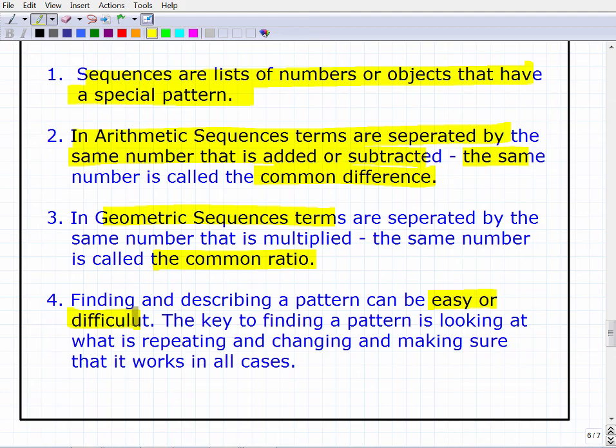The key is to look for what is repeating and changing and make sure it works for all cases. It goes without saying that you definitely need to practice these concepts and make sure you understand them. Beyond that, as you continue to learn mathematics, I promise you're going to study a lot more about sequences, and a related topic called series. With that being said, keep working hard, and we'll see you soon.